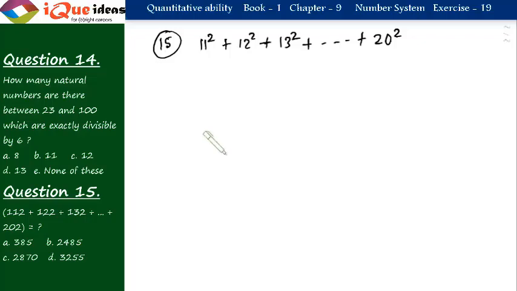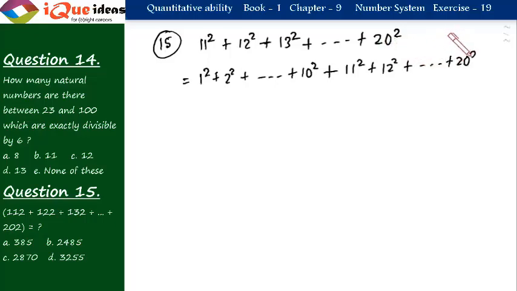So let's do one thing. This is already 11 to 20. Let's add 1 square plus 2 square up to 10 square, and complete the whole thing up to 20 square. Right? So we have added 1 square up to 10 square and then subtract 1 square up to 10 square.